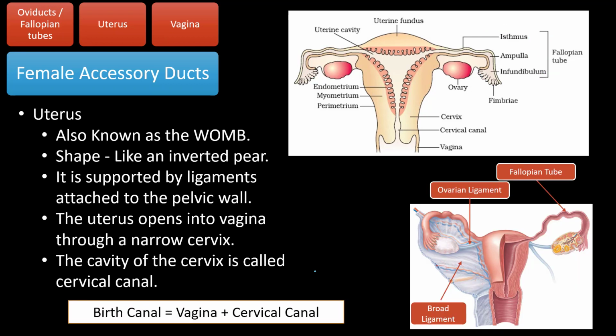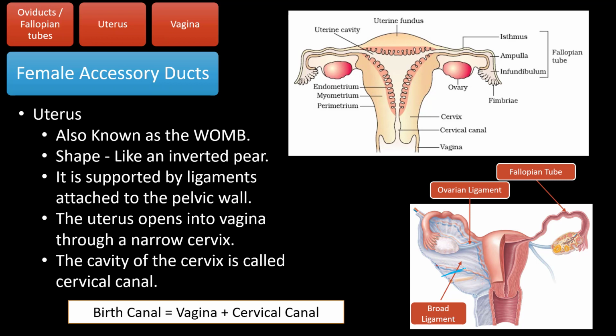Now the uterus is also known as the womb, and the shape is like an inverted pear fruit. Now this structure, the uterus, is supported by the ligaments attached to the pelvic wall. As you can see here, the broad ligament is going to help in attachment to the pelvic wall.